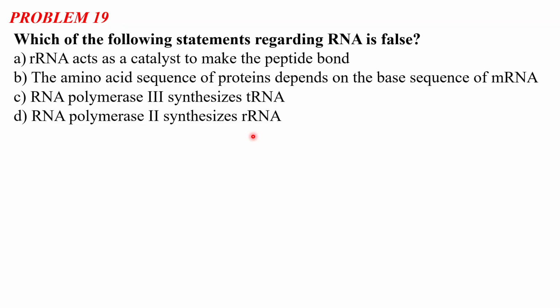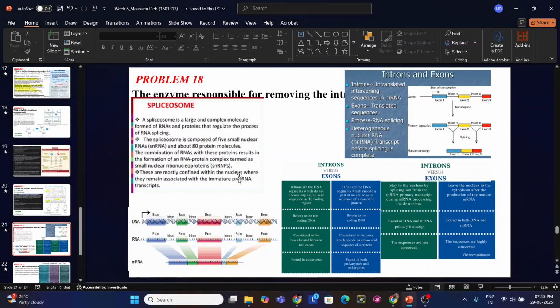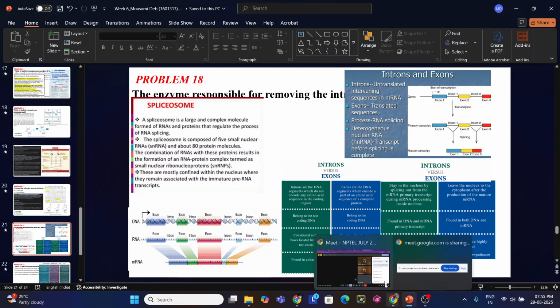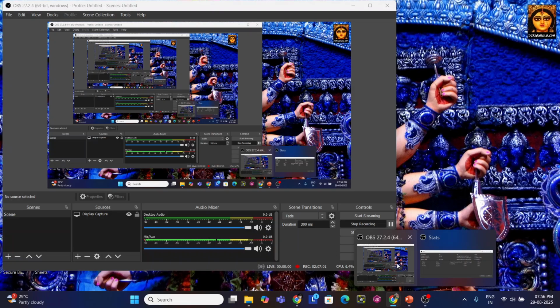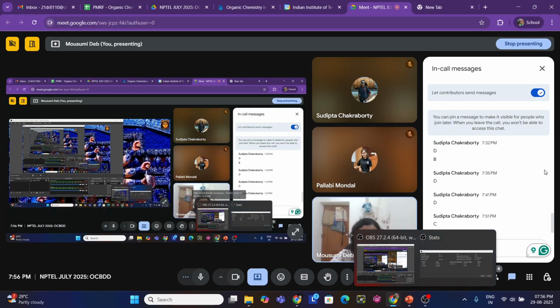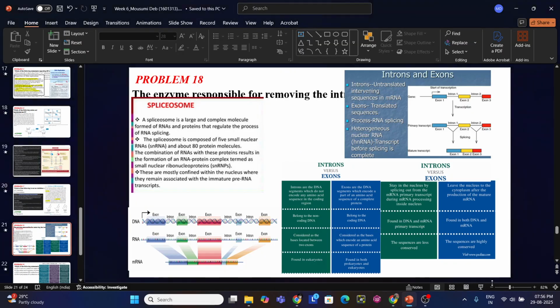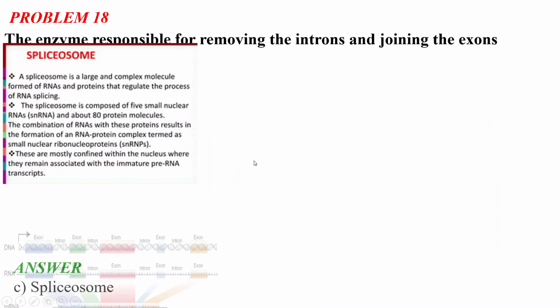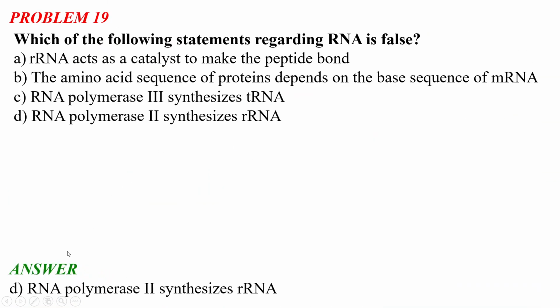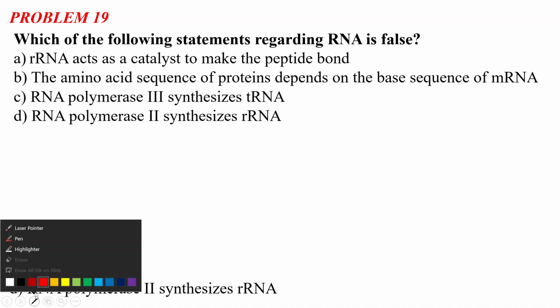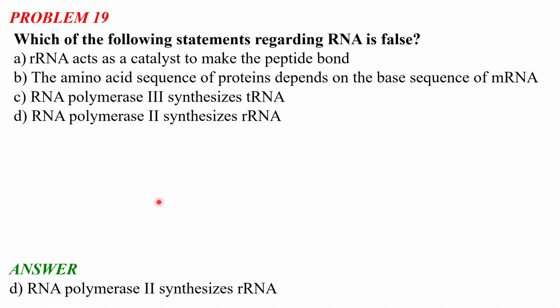We don't have much time, so let me just check the chat box once and then let us discuss it a little bit. Okay, there is no answer. I didn't give much time, so it's fine. Let me show you the correct answer. The correct answer is number D, RNA polymerase 2 synthesizes the rRNA. So this statement is false.